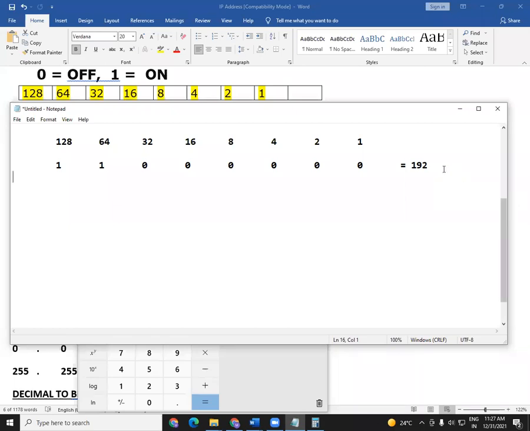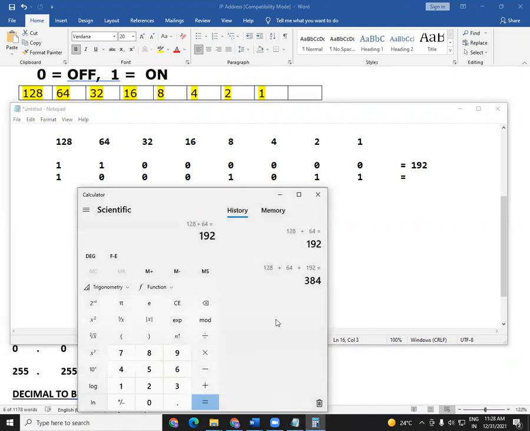Got it? Then I'll take one more example. Let us say the example is 1 0 0 0 1 0 1 1. I'm just taking some random binary numbers here. It can be zeros, it can be ones, or it can be a combination of zeros and ones. Whenever you are converting a binary number into a decimal number, we just need to see how many bits are ones here, and then we need to add those bits. So let us see how many bits are ones here.